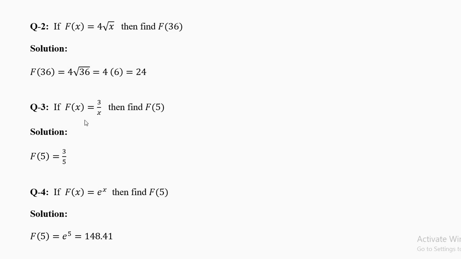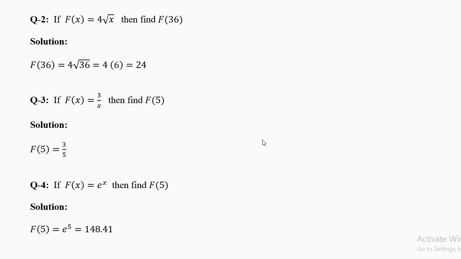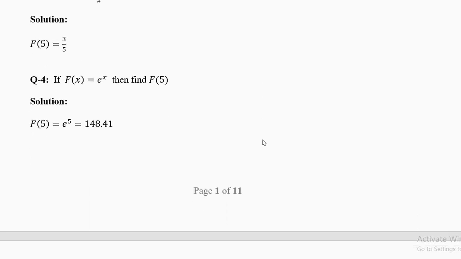Now question number 3. F of x equal to 3 by x. Then find f of 5. Put x equal to 5. You'll get 3 by 5. You can write it as 0.6. But we'll leave it as a fraction right now.